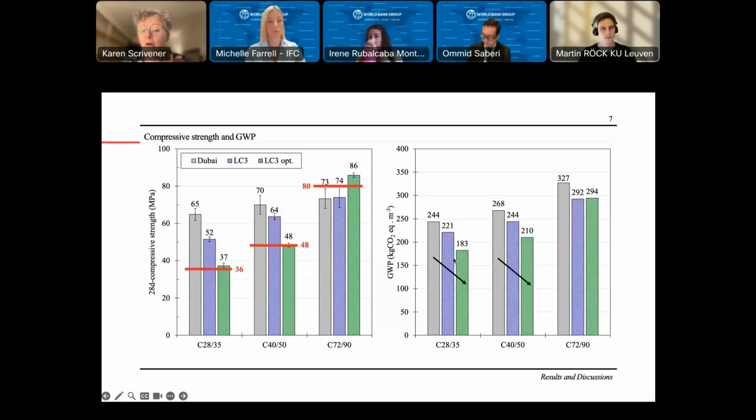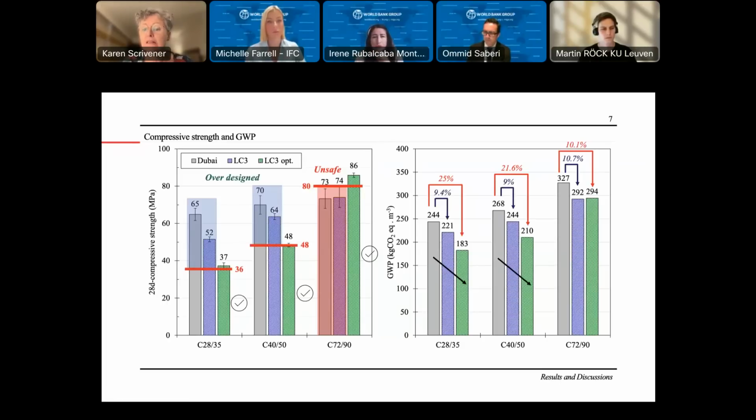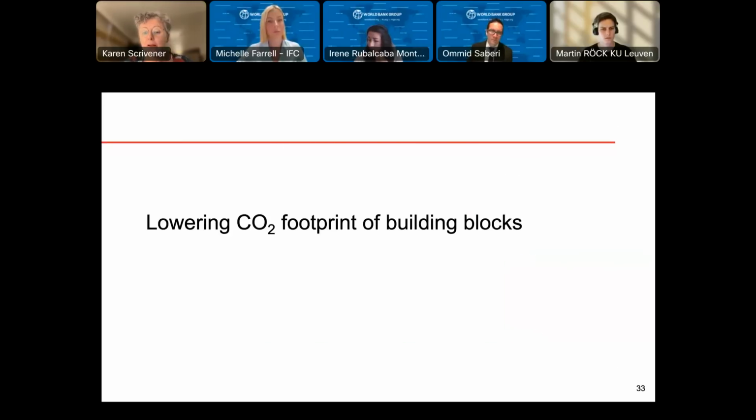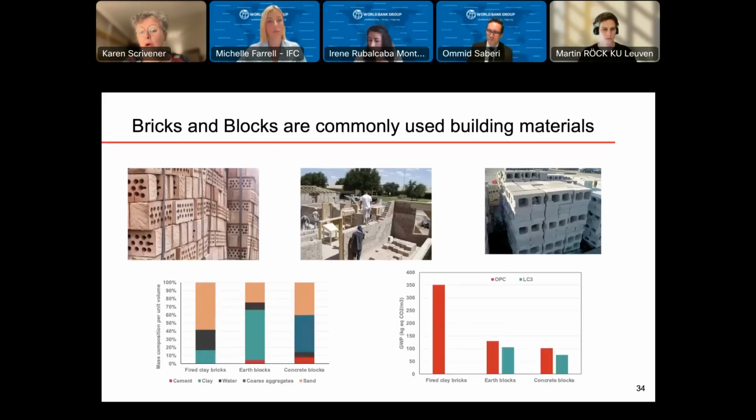But here on the right, we see the CO2 savings. And we see systematically CO2 savings possible of around 20–25% by optimizing your concrete. Now, this is a high-tech application going to concrete strengths of about 80 megapascals, but we can have the same thing when we go to building blocks. And building blocks are a commonly used material throughout the world.